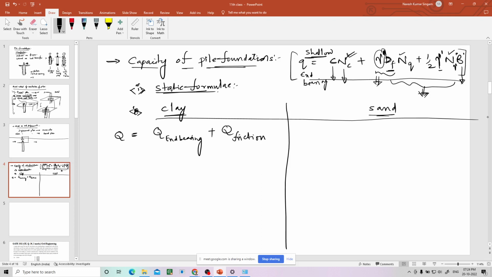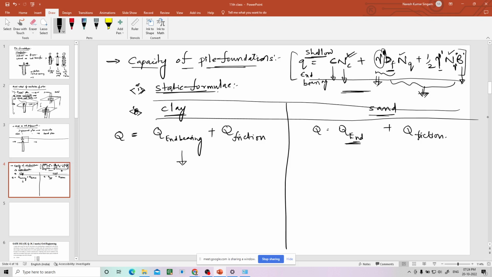Here also, in sand also, we will be having end bearing plus friction. So this end bearing can be written from this formula. This formula can be used at this place. For friction, we need to write. And here also, this formula can be used to write this end bearing coming to the sand. But friction, we will talk about that.